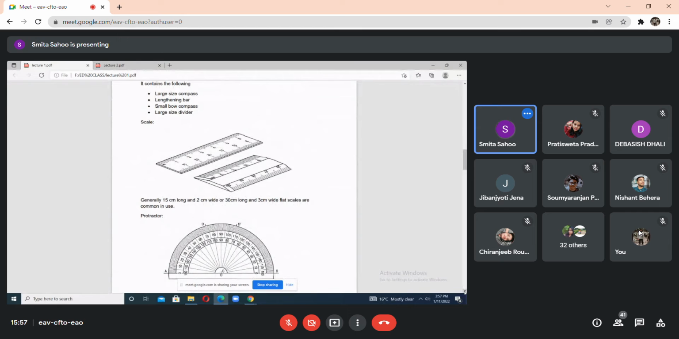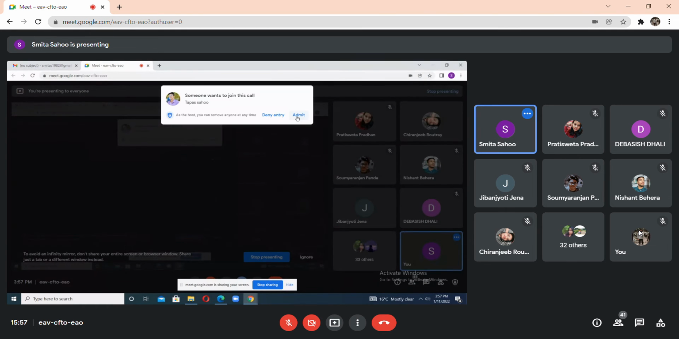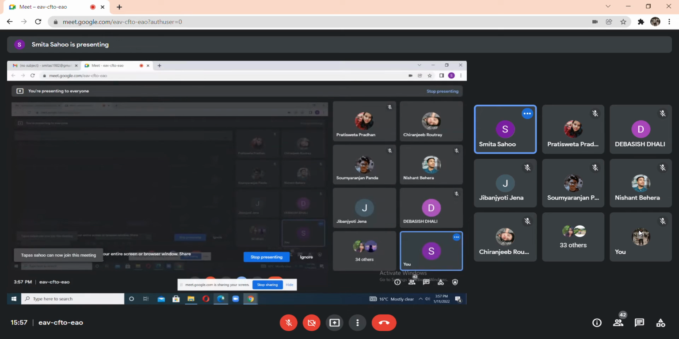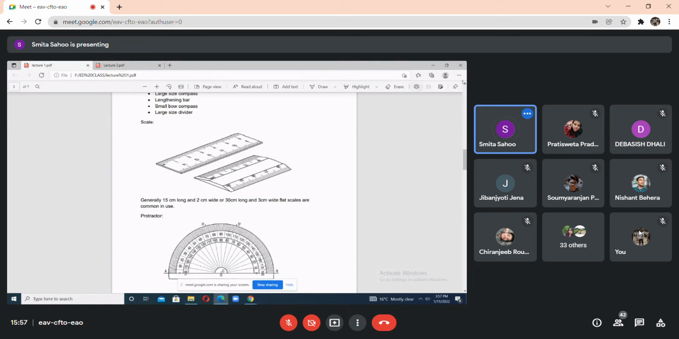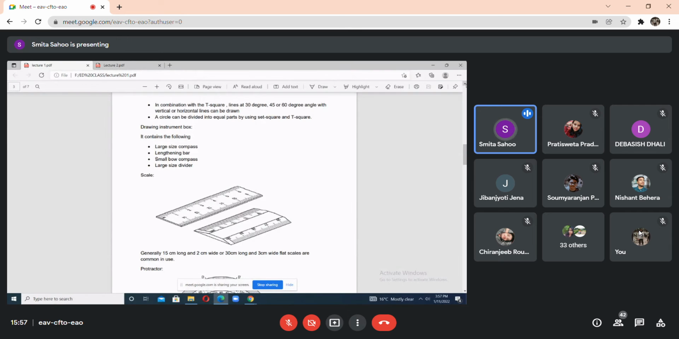And then we have these scales that we use, and the protractor. Now the scales have dimensions on both sides, and the unit of dimensions may be different. One side may be given in centimeters, where millimeters are also defined, and the other side is in inches.